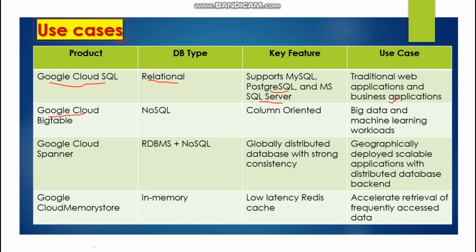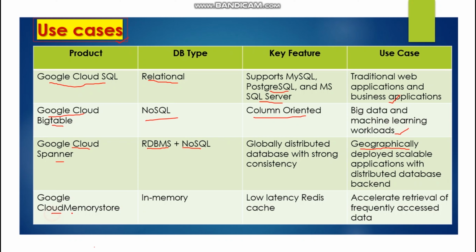Okay, Google Cloud Bigtable is basically a NoSQL database type, and it's column oriented, right? So it can scale up to thousands of columns, and the big data and machine learning workloads we can perform using Bigtable. Then there is Cloud Spanner, which is basically RDBMS plus NoSQL, because it can be launched in many different geographical regions and it can be easily scaled. So you can use it for applications which are distributed globally.